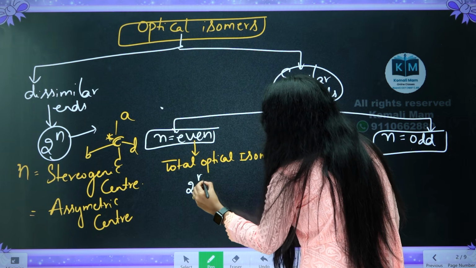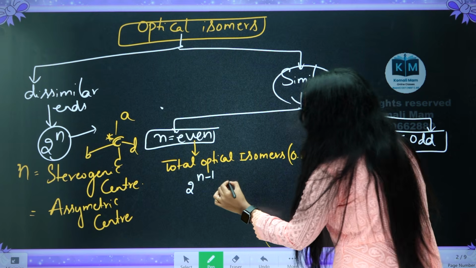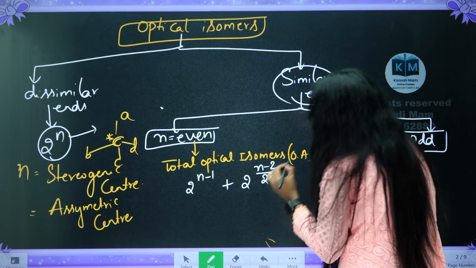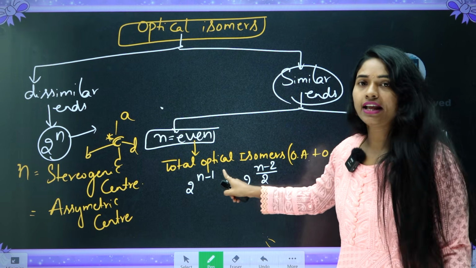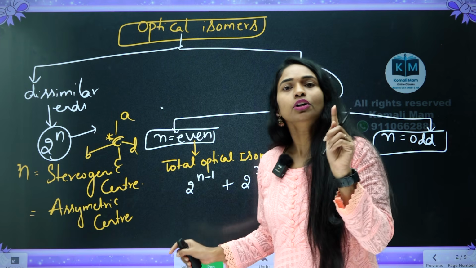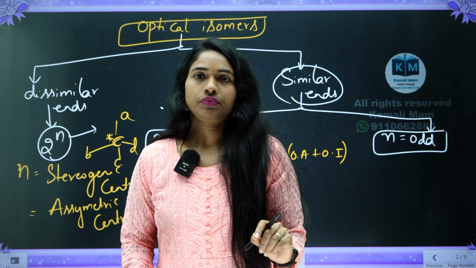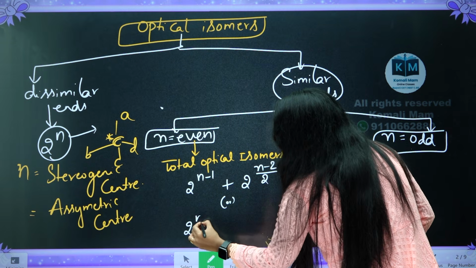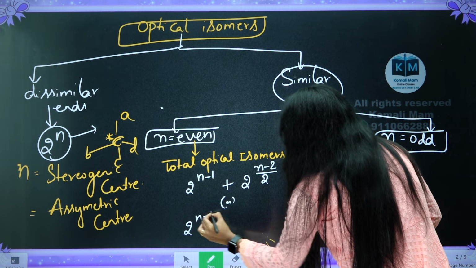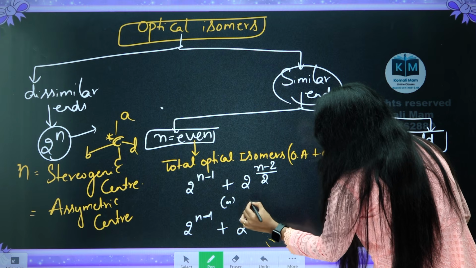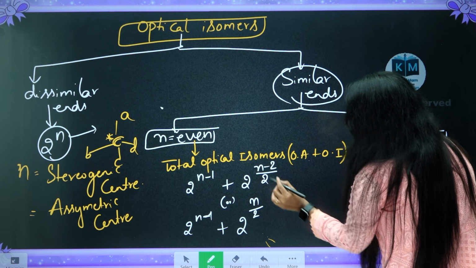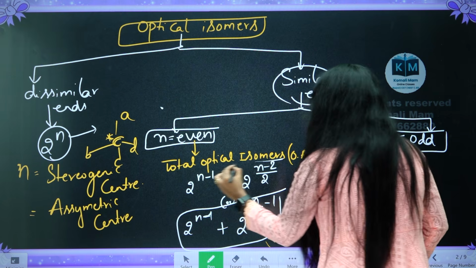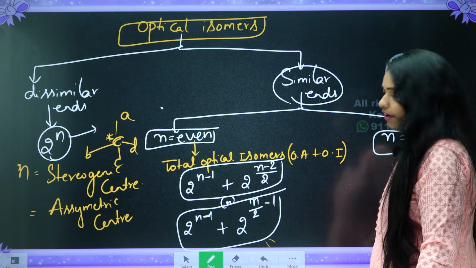The formula is 2 to the power of (n minus 1) plus 2 to the power of ((n minus 2) by 2). I can write this also like this: 2 to the power of (n minus 1) plus 2 to the power of (n by 2 minus 1), since 2 by 2 is 1. So either you can use this formula or that formula while solving.